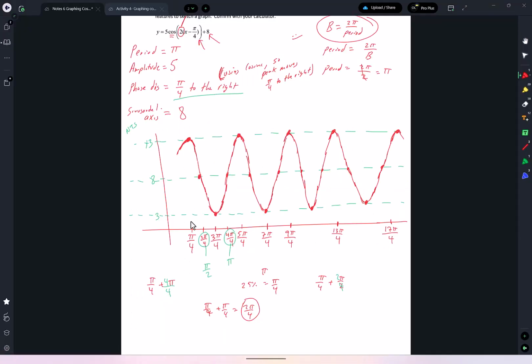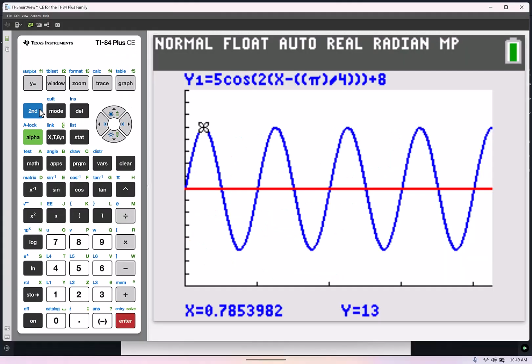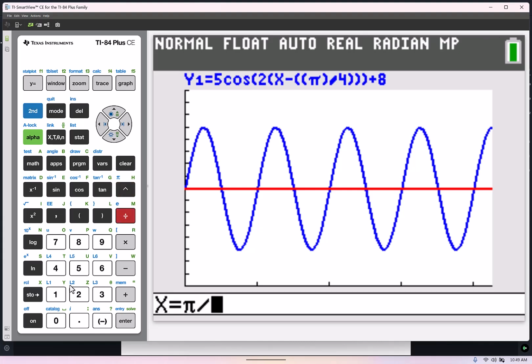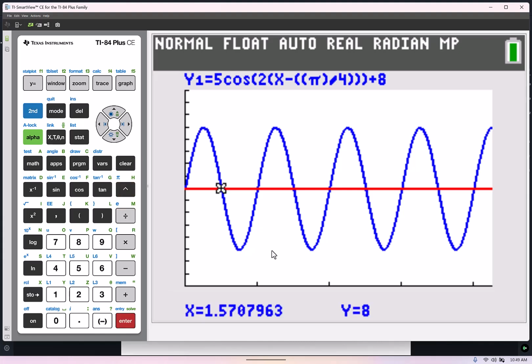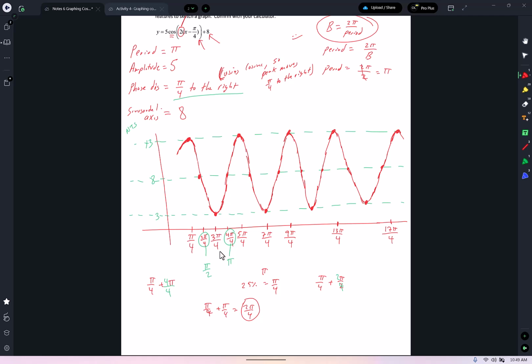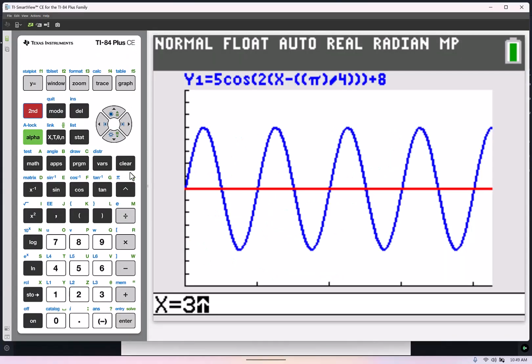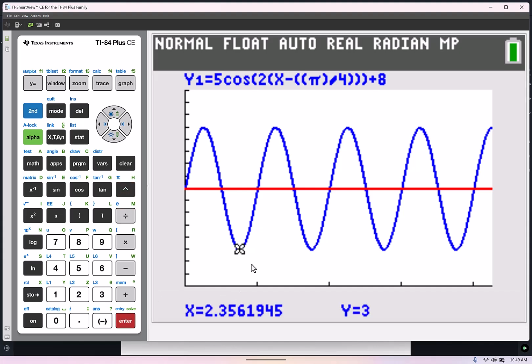Next, what am I going to test? I'm going to test the midpoint, the midline, to make sure that I have a point of inflection. So I'm going to test pi over 2. Second, pi over 2. Enter. And yep, I'm right at the midline, 8. Next, I'm going to test the low. I should have a low at 3 pi over 4. So I'm going to put 3 pi over 4. Enter. And yep, I have one there at 3. Do you guys see how we did it?